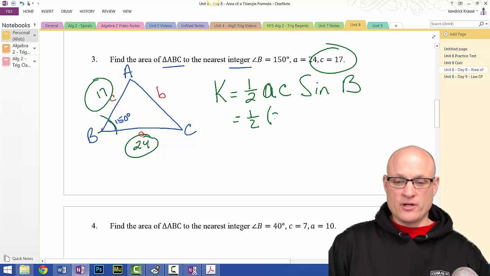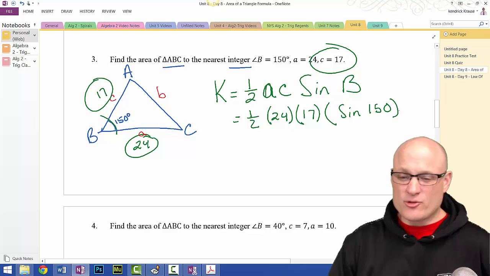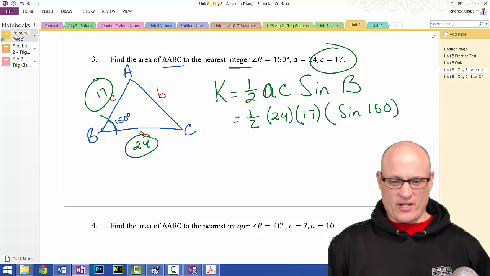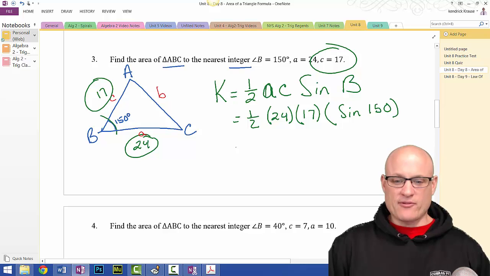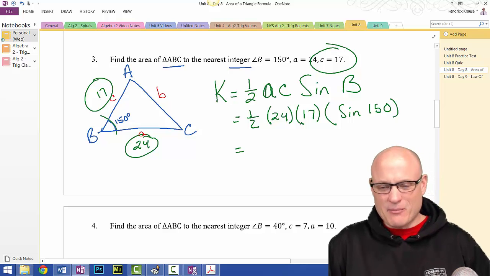1/2 times 24 times 17 times the sine of 150 degrees. Now, I would argue, my students, probably anybody that's really serious about trig, should know that the sine of 150 is 1/2. And then that 1/2 and this 1/2 make 1/4. And that 1/4 times 24 makes 6. And then 6 times 17 is, well, 6 times 20 is 120. And then we'll subtract off 6 times 3, which is 18. So I'm looking like maybe 102.